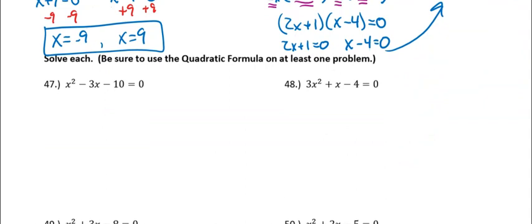If I look at these guys, it says solve each. So method of our choice here, it just says be sure to use the quadratic formula for at least one of these. Quadratic formula is just something that you should have memorized. It's important to be able to do that, okay?